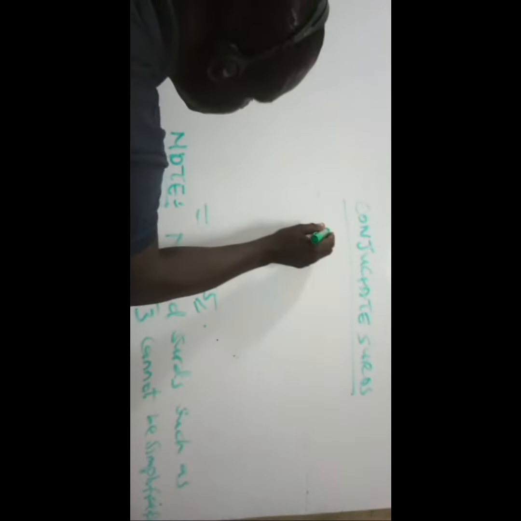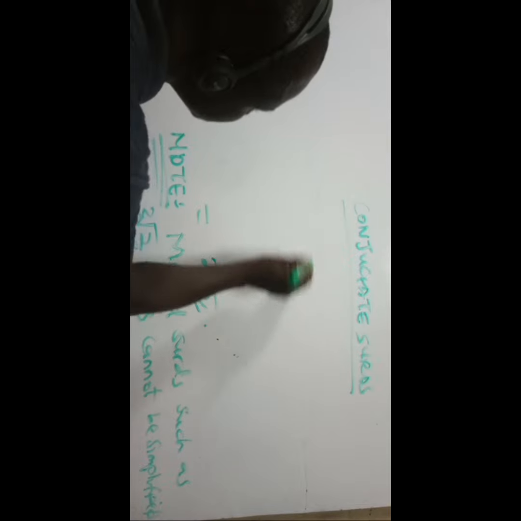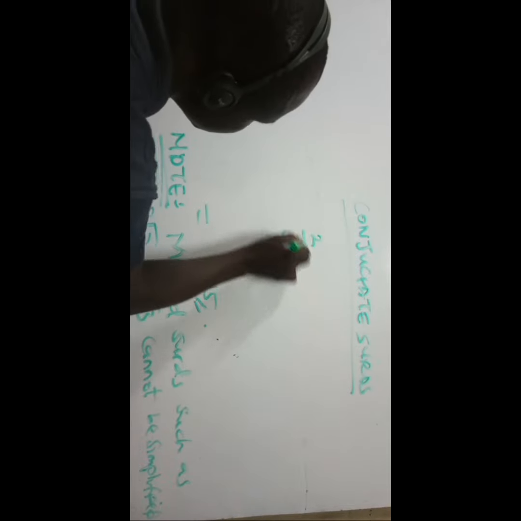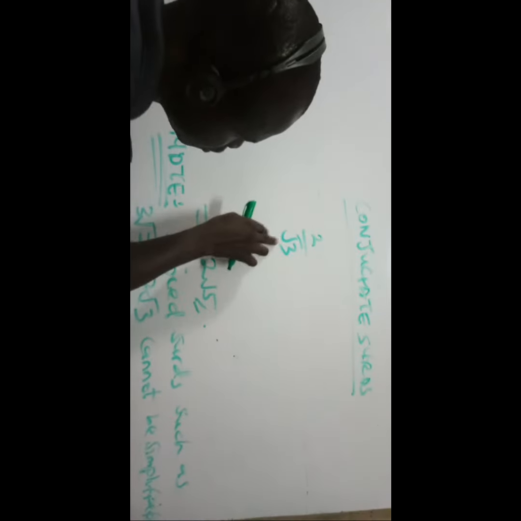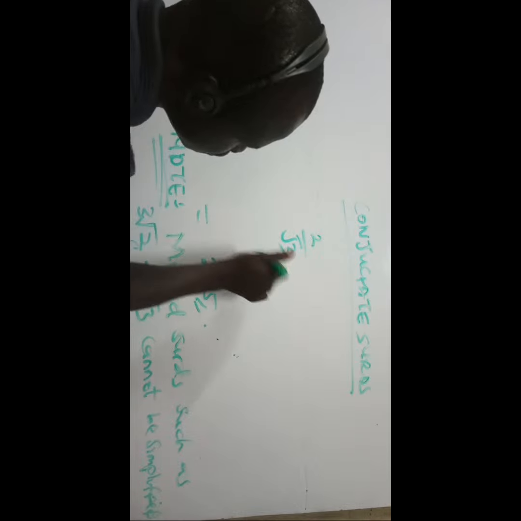Conjugate surds. Of course, why do we need the knowledge of conjugates? When we have a surd in the form of a fraction, and we have square roots at the denominator, for instance, if you have 2 divided by root 3, in mathematics it is not proper to leave square roots at the denominator. What we normally do is that we rationalize.